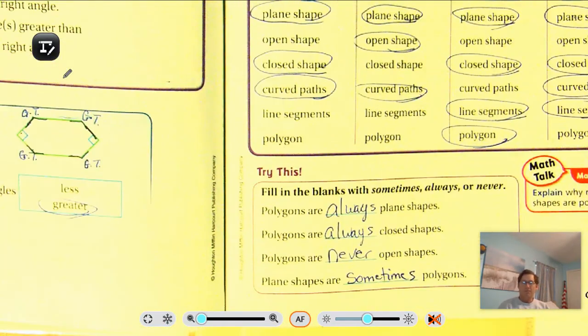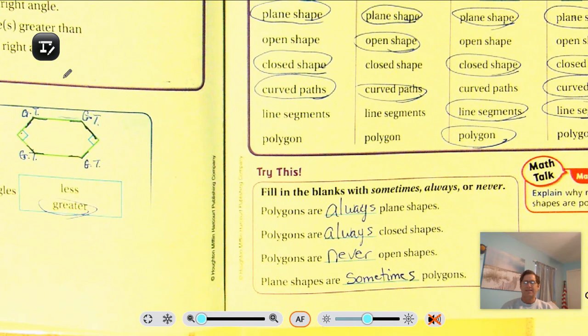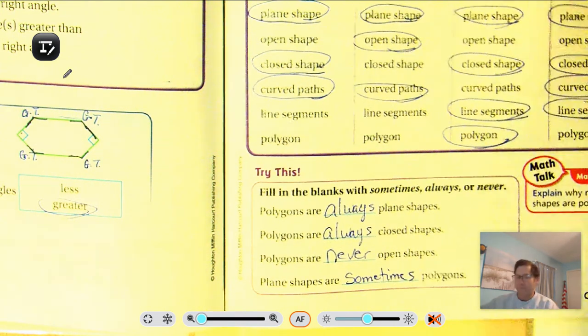Okay, so look at those again. Polygons are always plane shapes. Polygons are always closed. Polygons are never open shapes. And plane shapes are sometimes polygons. If it's made up of only line segments and it is closed, it is a polygon. All right, page 514.